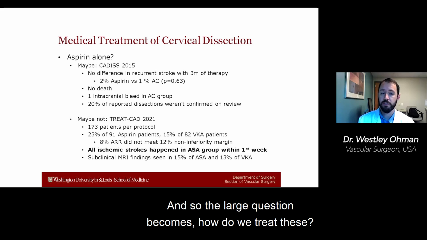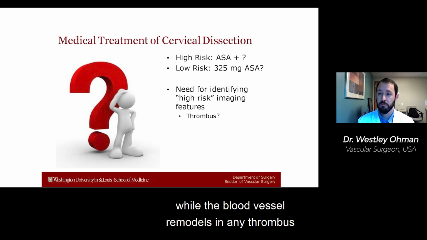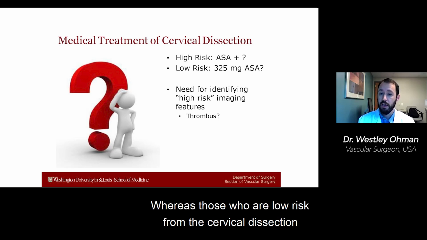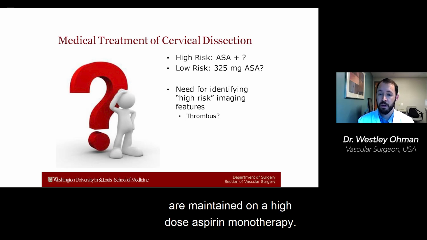And so the large question becomes, how do we treat these? For patients at high risk, those with ischemic events to the brain, whether a stroke or a TIA, my practice has been moving to aspirin as well as an anticoagulation agent for at least that first month, to protect them through what we think is the highest risk period, the first week, while the blood vessel remodels and any thrombus that's there stabilizes. Whereas those who are low risk from a cervical dissection, or high risk from tolerating an anticoagulant, are maintained on high dose aspirin monotherapy.